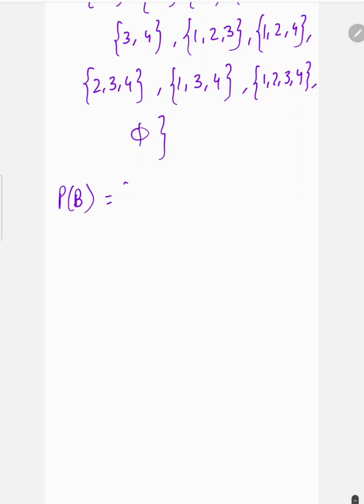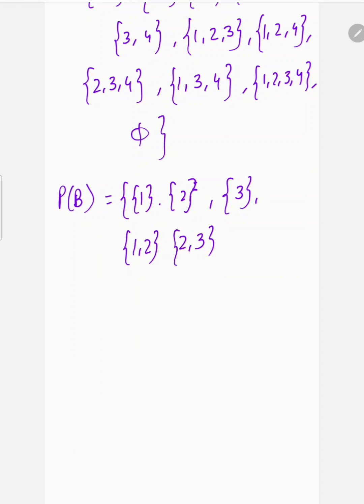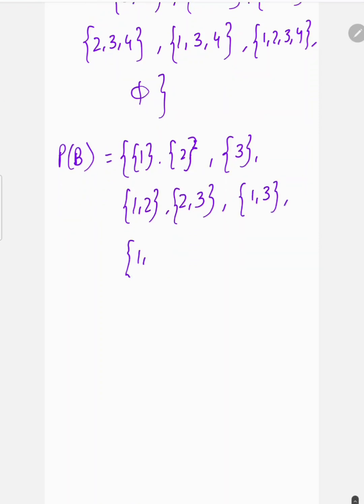1 2 3, so 8 subsets: 1, 2, 3, 1 2, 2 3, 1 3, 1 2 3.